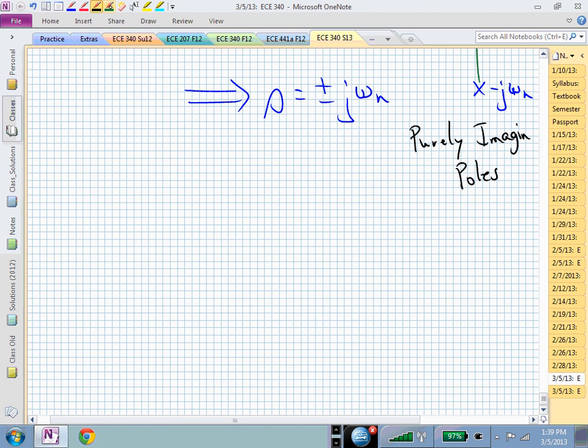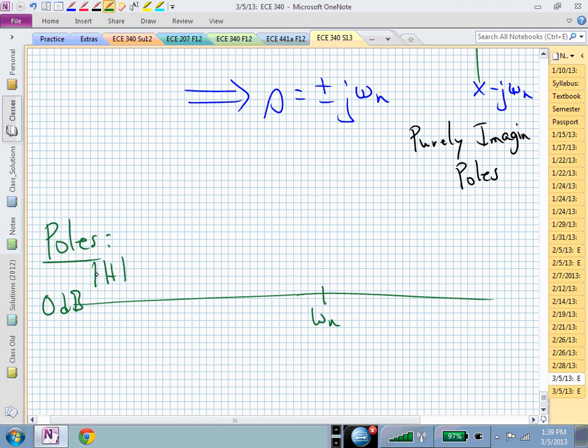What's the magnitude plot look like if we had poles? Let's say this is now omega sub n. And let's say this is now 0 dB, and this is the magnitude of H when zeta is equal to 0.